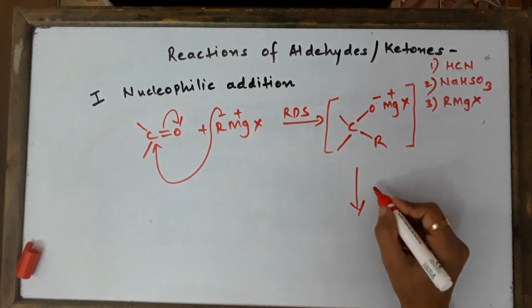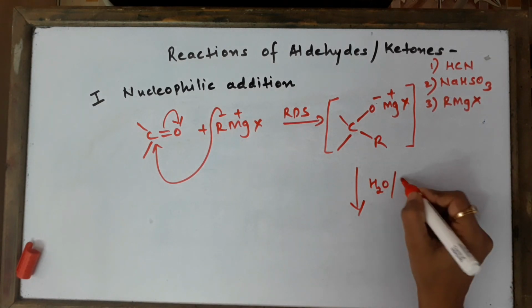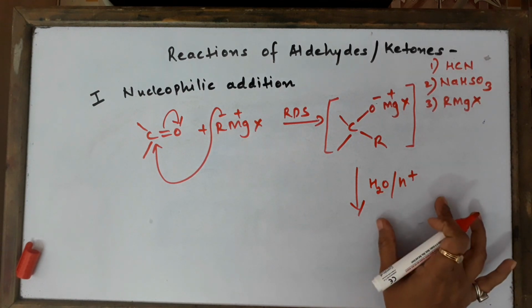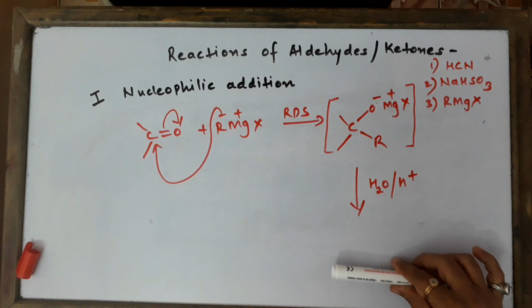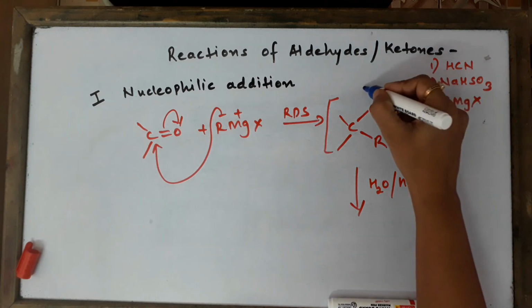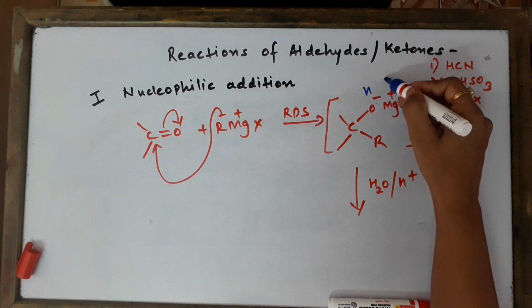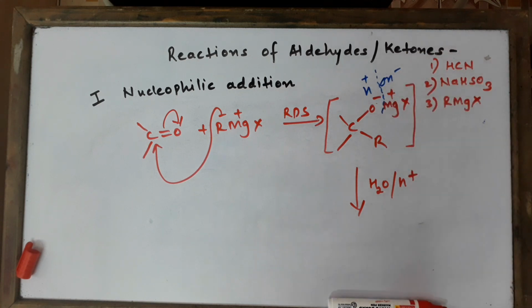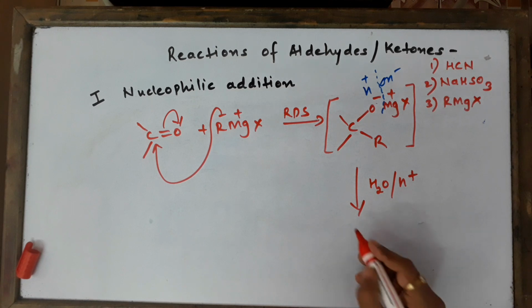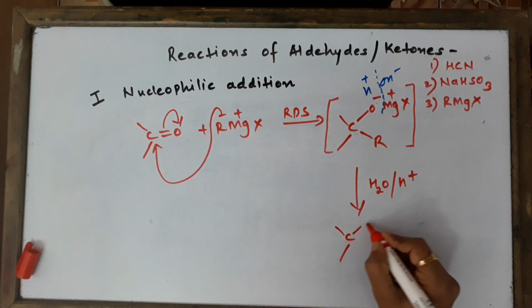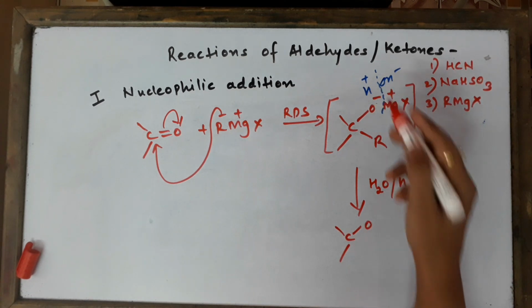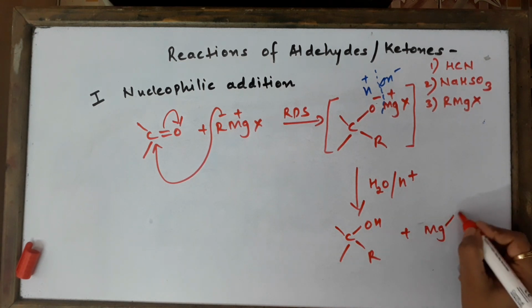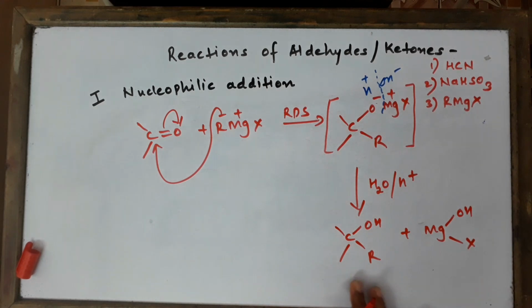Now what are we going to do in the next step? As we generally do, we are going to hydrolyze it with water and a little bit of acid. This is called acidic hydrolysis. Whenever we do hydrolysis in this manner, I've told you that H will be given to the O and the OH minus will be given to the Mg plus. So this is the way we are going to break the bonds, and we're going to get the new products. How do they look like? Look at this. So COH and R over there plus MgOHX.